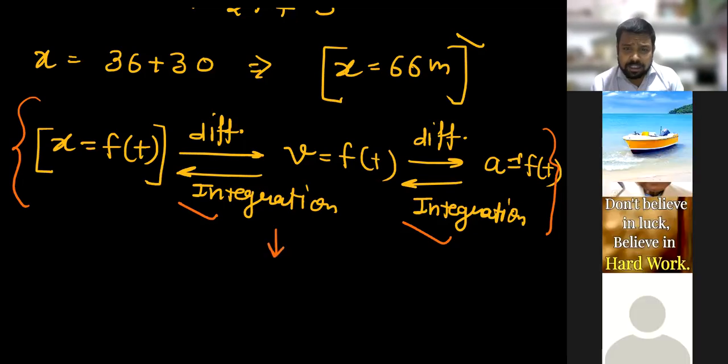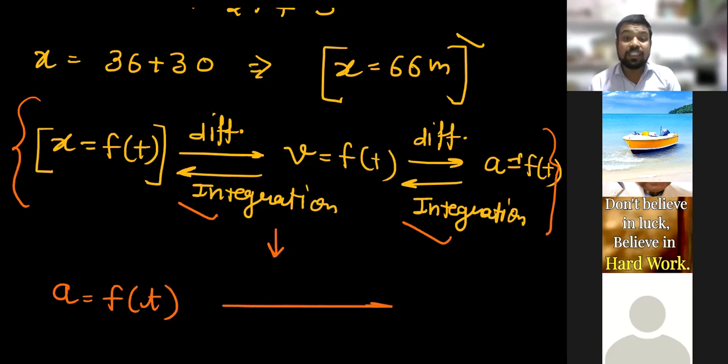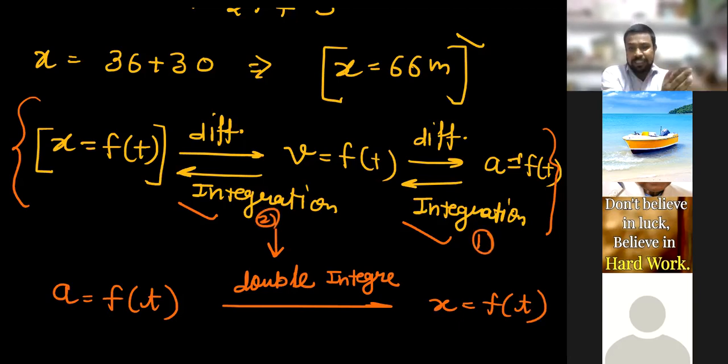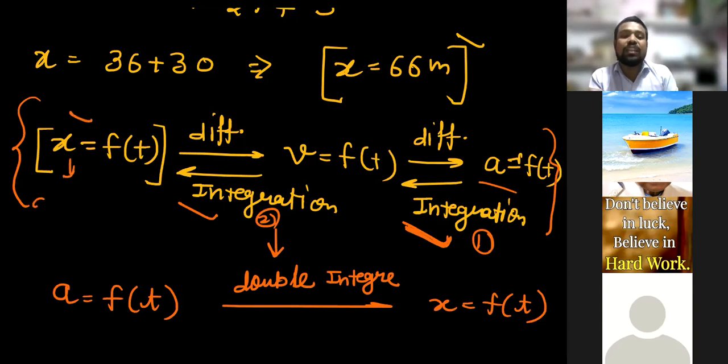Yes, sir. According to this flow chart, if you want to go from acceleration as a function of time, then you do double integration. If you do double integration, then you get x, position as a function of time. First integration and second integration. So you have to integrate this function two times, right? Tell me. Yes, sir. If you integrate this function twice, then you get the position versus time, and this position is called displacement. Am I right or wrong?